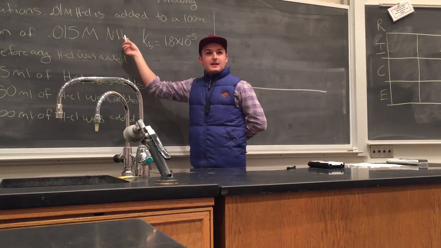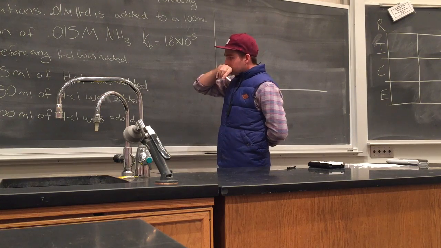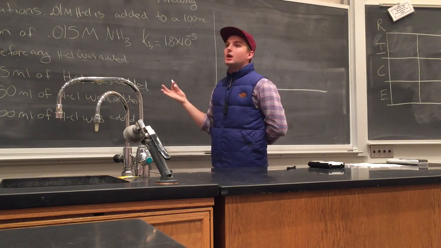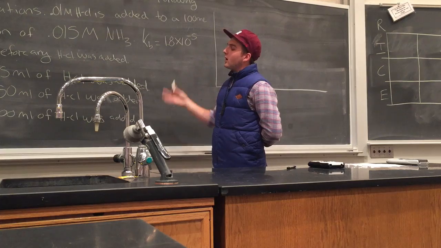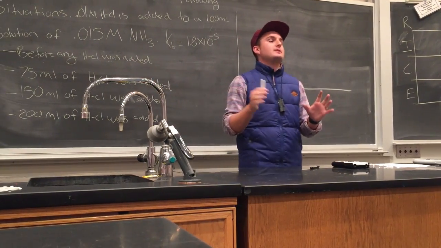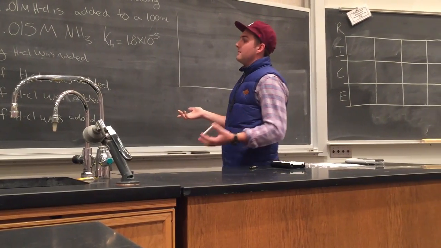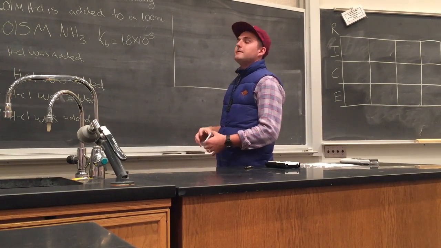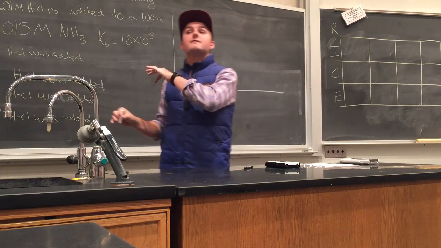So go off of that and make sure you know. So I know this is a weak base. I've given you the KB. So I want you to get a pH. We're going to go for a pH at 4 different spots. A pH before any of the HCl was added, a pH when I add 75 milliliters of the HCl, when I add 150, and when I add 200. This is a very familiar problem.